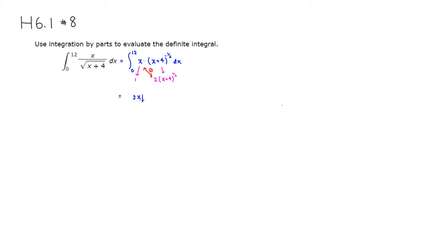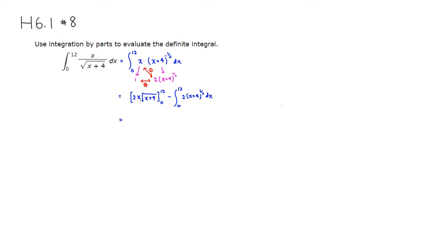And this is the square root of x plus 4, right? The lower limit is still 0 and the upper limit is 12. Minus, then we multiply those two guys together, so it's going to be an integral from 0 to 12 of 2 times the quantity x plus 4 raised to the 1/2 power with respect to x.